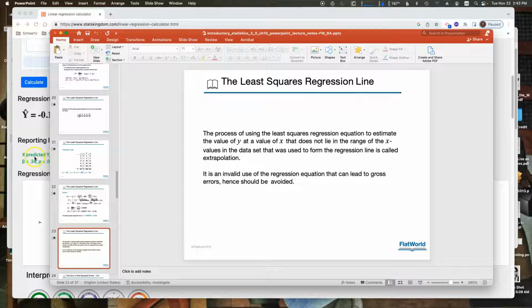So we could make some errors, and we should note that for others, because it's not standard practice that you will extrapolate. In general, you're supposed to use a regression to predict values within the range of values you've already collected.